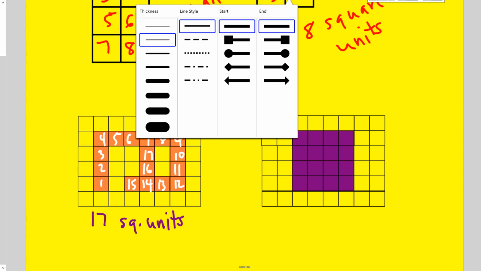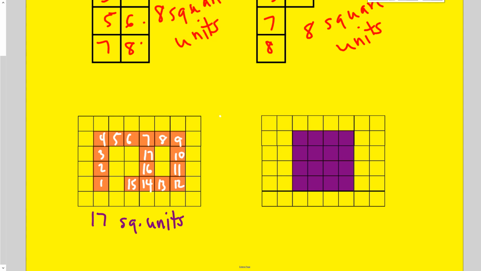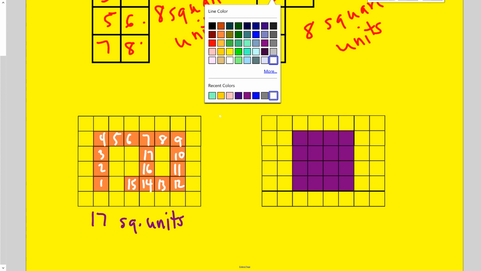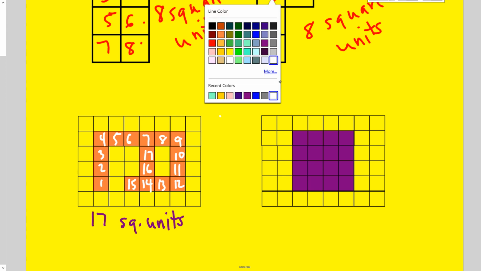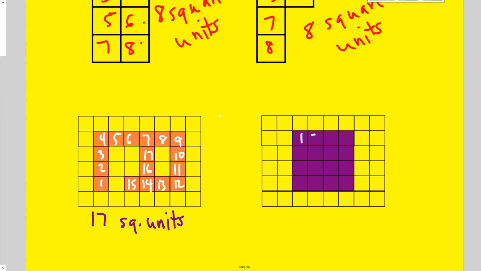And let me take a look at the last one. And I'll just do the same thing. 1, 2, 3, 4. But again, I see it counting by fours because they're the same. So 4, 8, 12, 16. So the area of this figure is 16 square units.